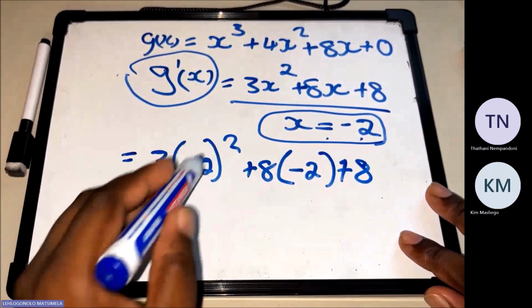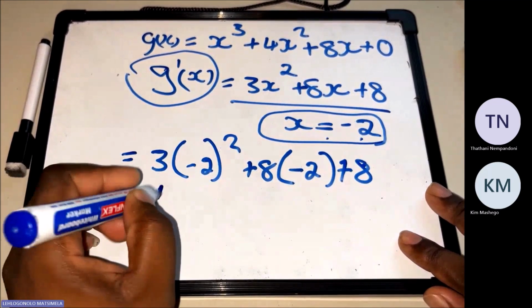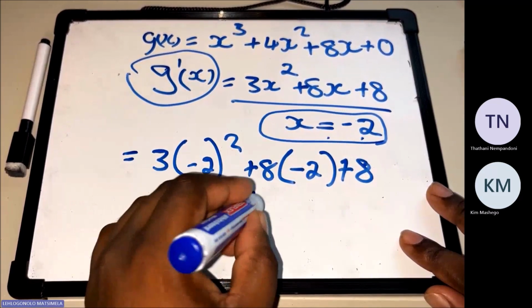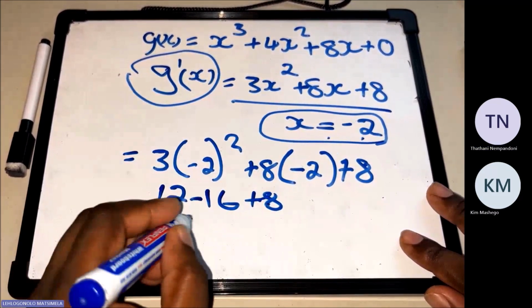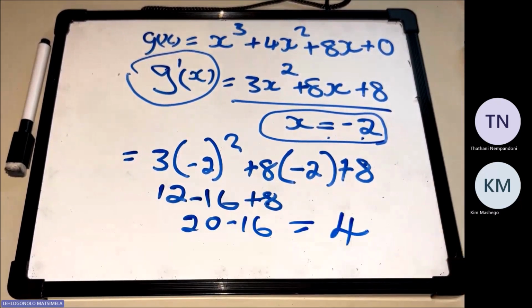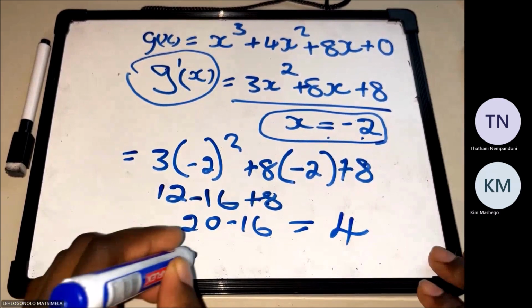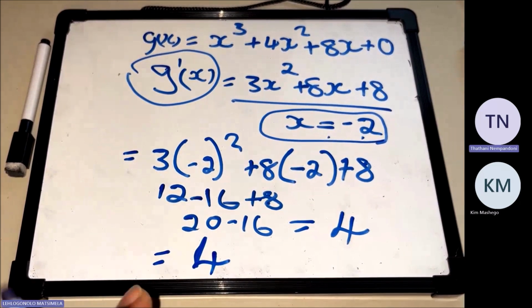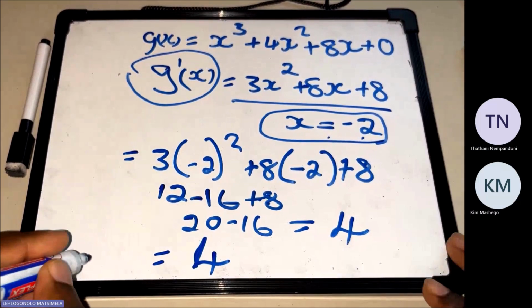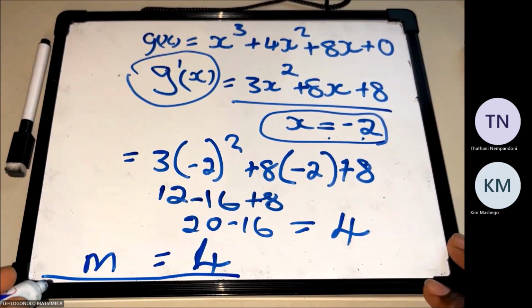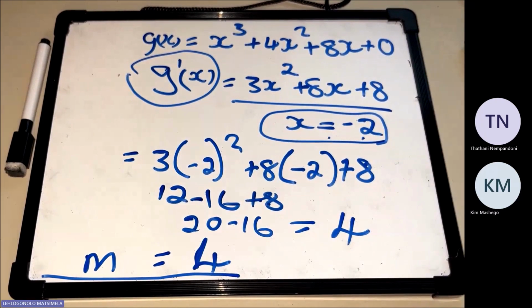And then on the calculator, we get 4 times 3, which is 12. It's going to be 12. This one is going to be negative 16 plus 8. Then this one is going to be 20 minus 16, the answer, which is equal to 4. And then we know that when we substitute the value of x on the first derivative, what we get there is the gradient to the equation. So 4 itself is the gradient to the equation.